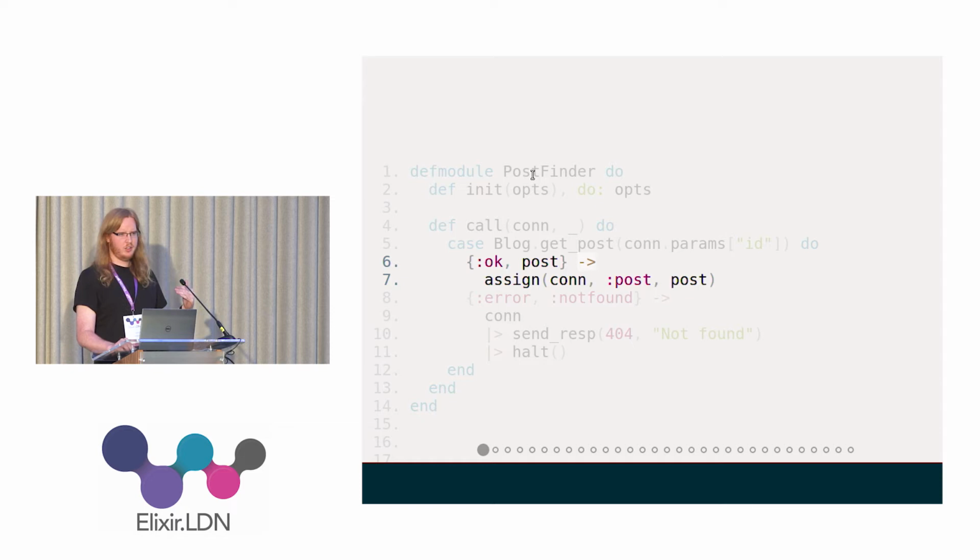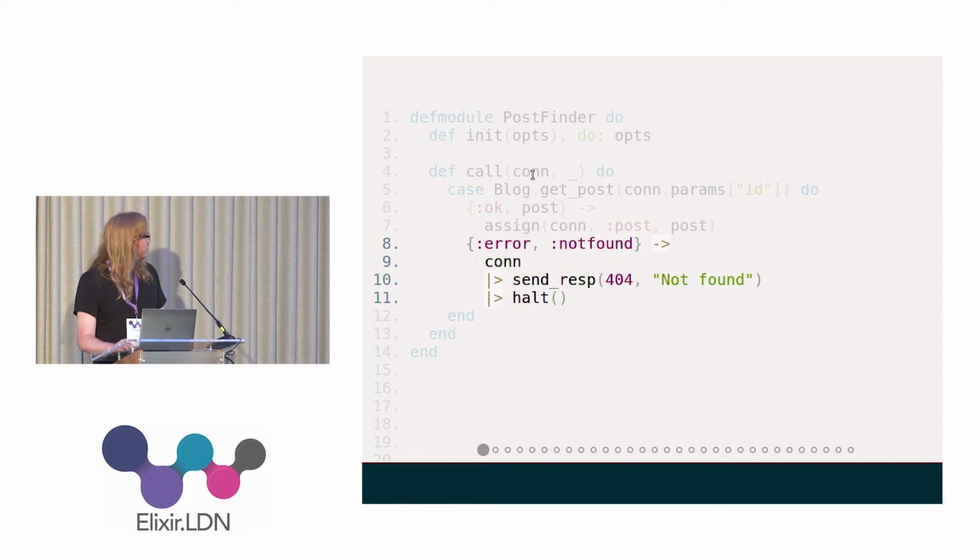So normally when you use plugs, you use them in a pipeline. So you'll start somewhere, you'll perform some sort of transformation on the conn, and then eventually you'll return a conn, and that'll be passed into the next one. The other thing that can happen here is you'll get an error and the resource can't be found, in which case we'll send a 404 not found and we'll halt the pipeline as well, so subsequent plugs won't be called.